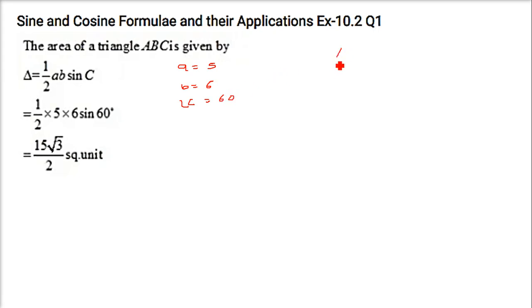So we know that for a triangle ABC, if this is 60 degree, then area is half into ab into sine C. So just put this value, a into b and sine 60. Sine 60 is root 3 by 2. Multiply this, you will get 15 root 3 by 2.